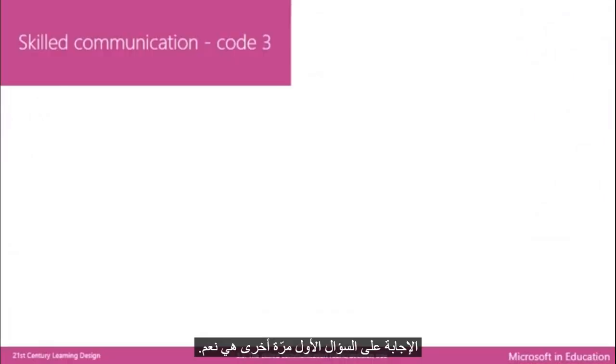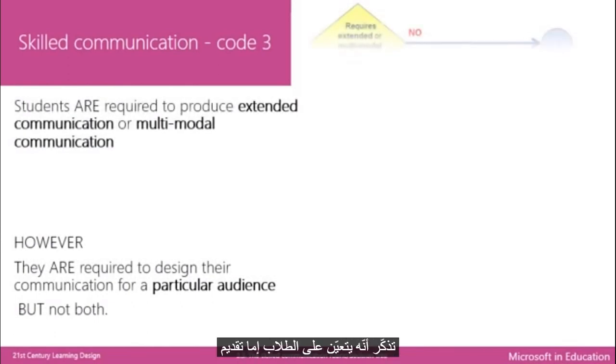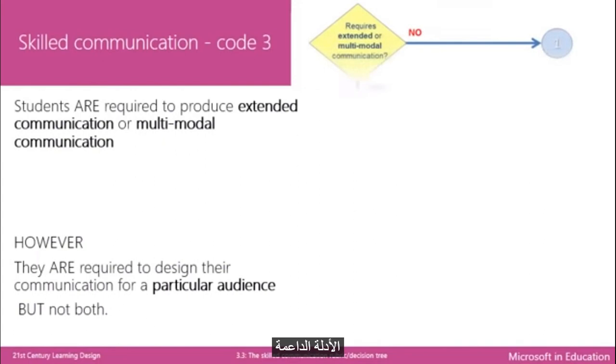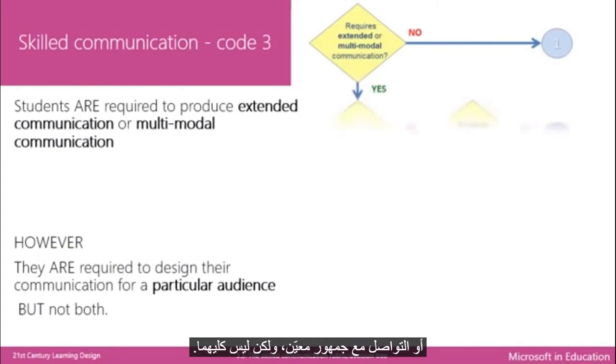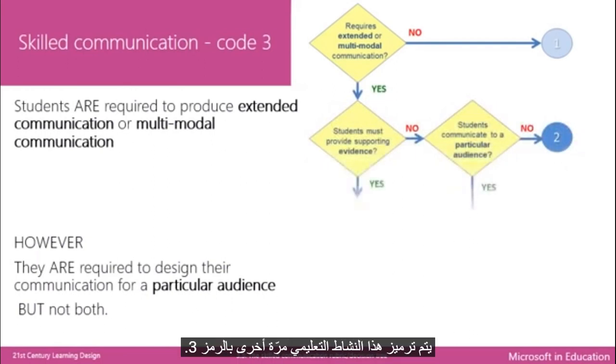the words. Excellent. In this situation, the answer to the first question is again yes. So the students are required to produce extended communication or multimodal communication. When we move to the next question, which asks about supporting evidence, you can see the answer is no, meaning that students are not required to provide supporting evidence. However, they are required to design their communication for a particular audience. Remember, the students are required to either provide supporting evidence or communicate to a particular audience, but not both. So in this case, the learning activity is again coded at a 3.